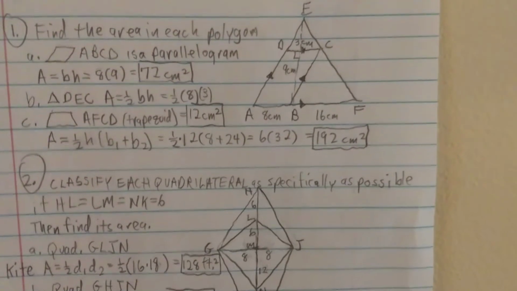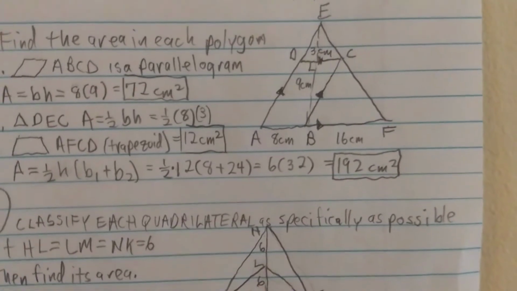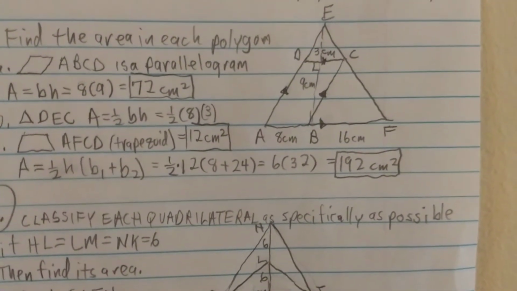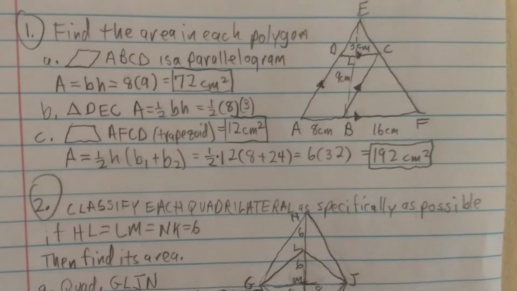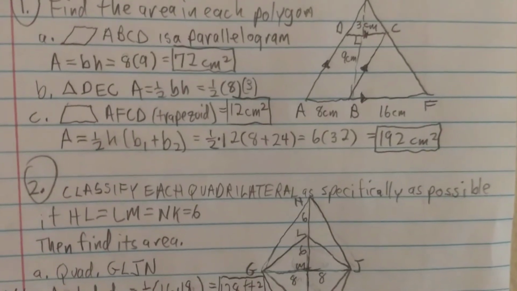Now for triangle DEC, the top triangle, we have just a standard triangle formula, 1/2 base times height, and it's 1/2 times 8, because DC is 8, and then we're seeing that the height for the DEC triangle is 3. So we have 1/2 times 8 times 3, or that would of course be 12.